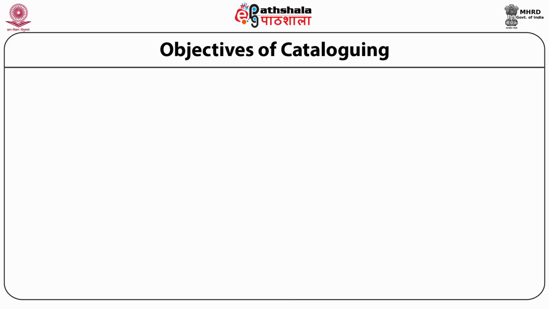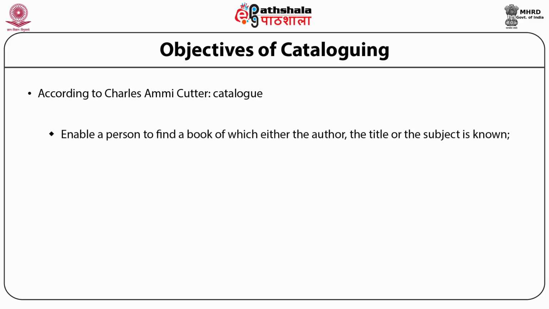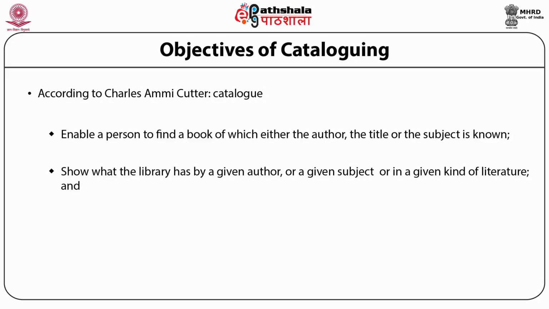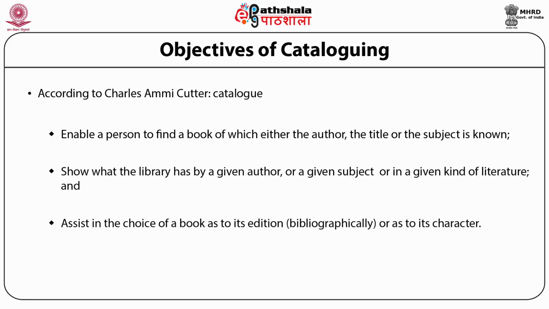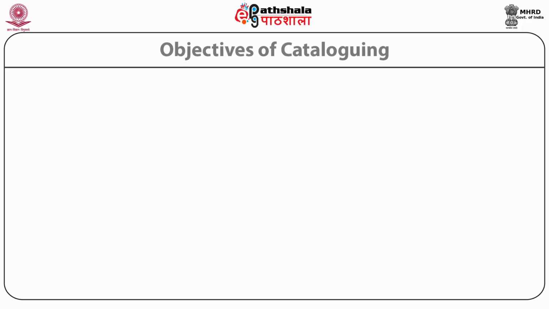Objectives of cataloging. According to Charles M. Cutter, a catalog should enable a person to find a book of which either the author, the title, or the subject is known, show what the library has by a given author or a given subject or in a given kind of literature, and assist in the choice of a book as to its edition or as to its character.